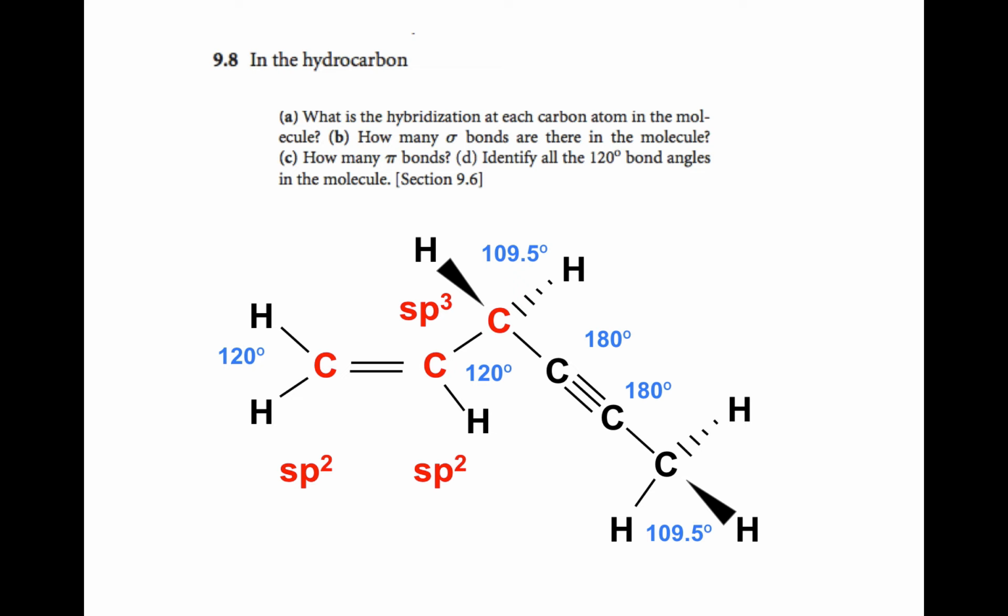180-degree bond angle, a linear geometry around carbon number 4. Again, we need 2 unhybridized p's for that triple bond. So a triple bond is 1 part single bond, 2 parts pi bond. Same around carbon number 5. And tetrahedral geometry around carbon number 6. So sp3 hybridization.